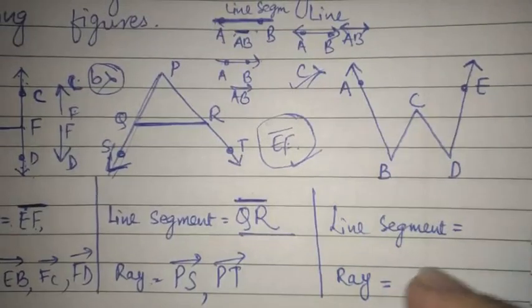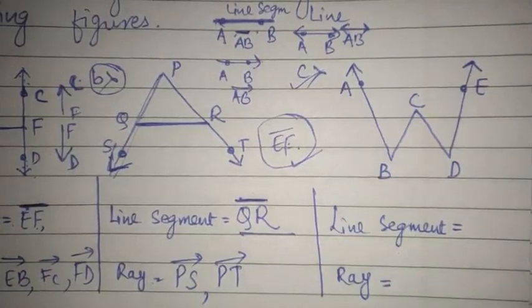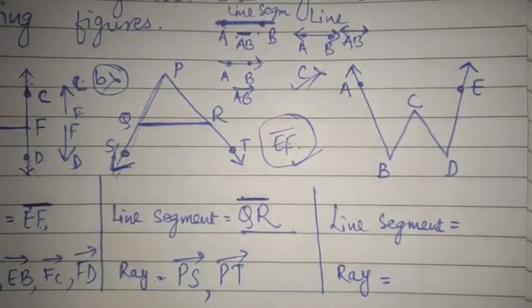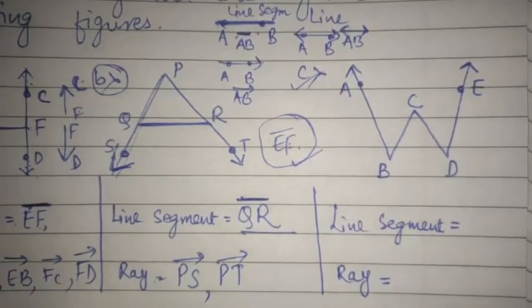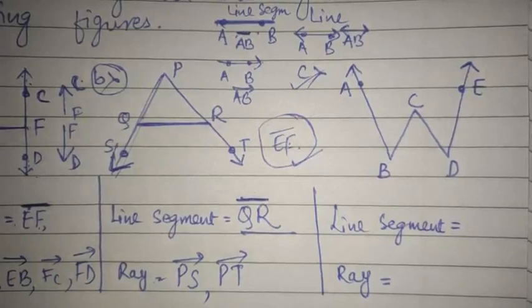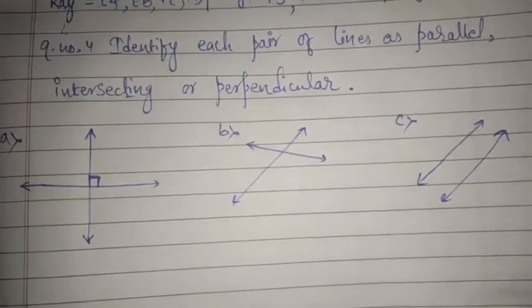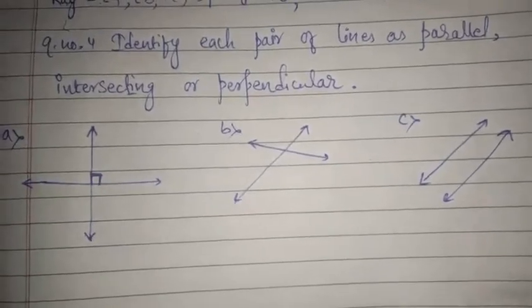Alright children, I hope you have understood the concept of line segment. Now you can clearly identify which one is a line segment and which one is a ray, right? I hope this is clear to you all. So let's proceed to question number 2. Sorry, it was not question number 2, it is question number 4.